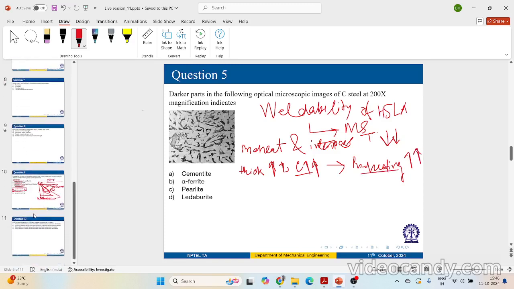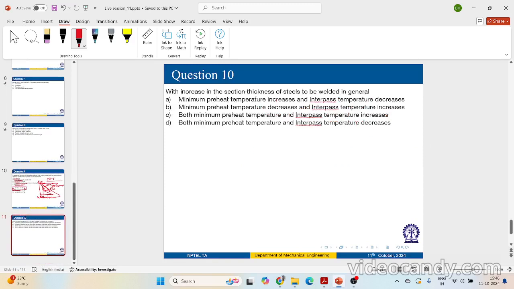Now this reminds me, there was one question. So can you tell me which one will be the correct answer for question 10? Both minimum preheat temperature and interpass temperature decrease.